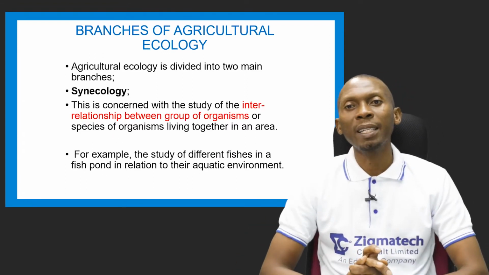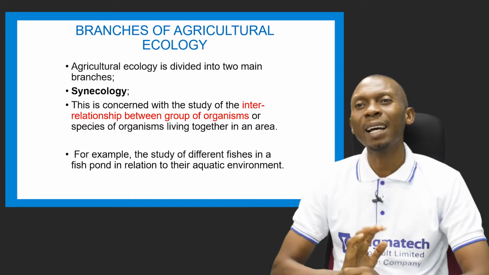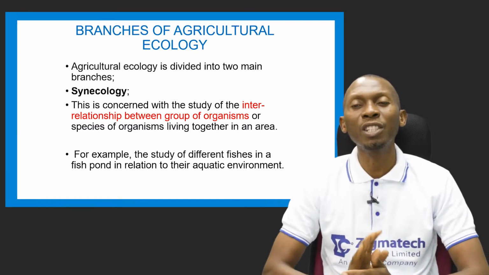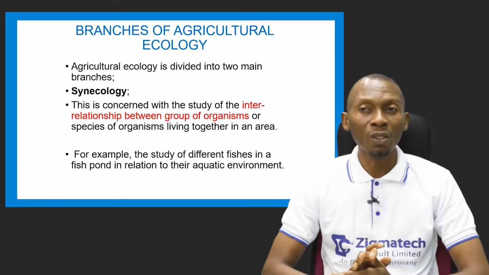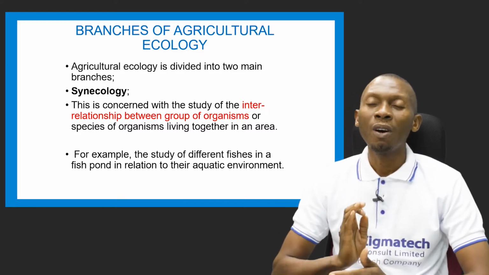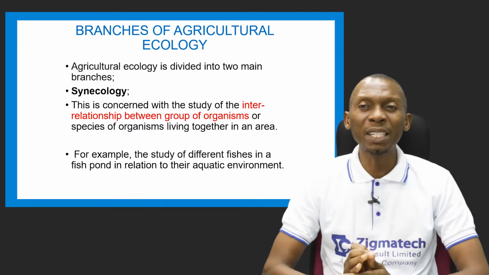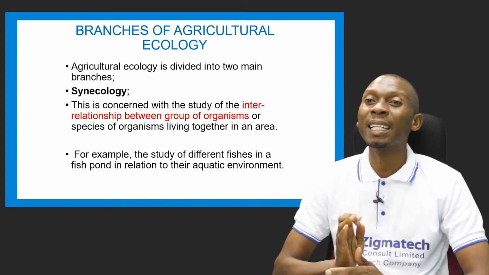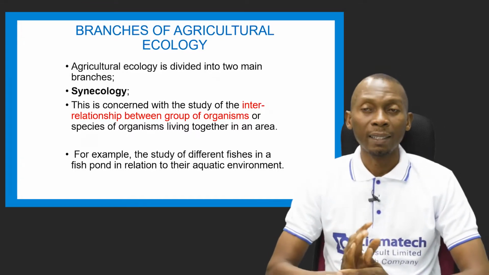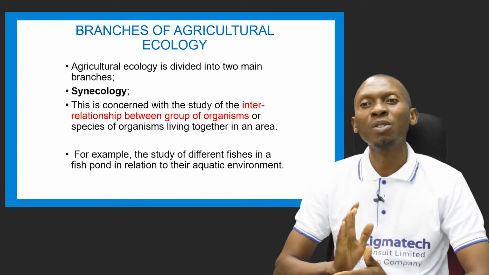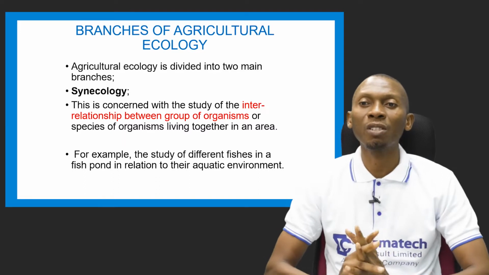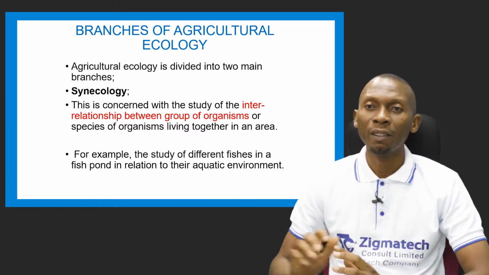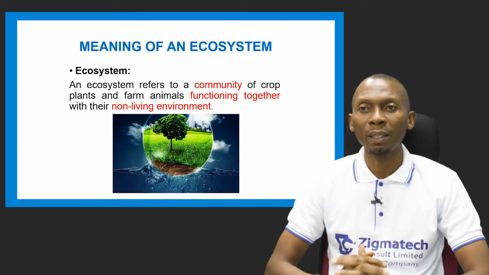The second branch here is synecology, and this has to do with the study of the interrelationship between group of organisms. Here is not a single organism, but group of organisms or species of organisms living together in an area. An example of synecology is when you study different fishes in a fish pond in relation to the aquatic environment or habitat.